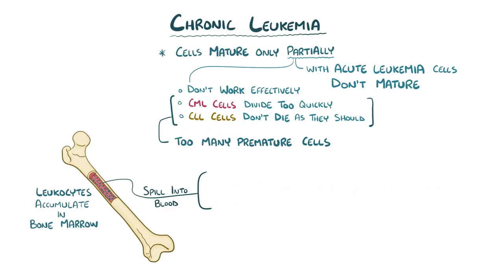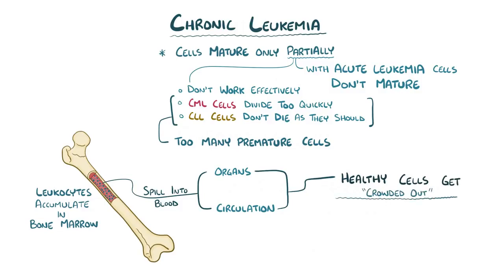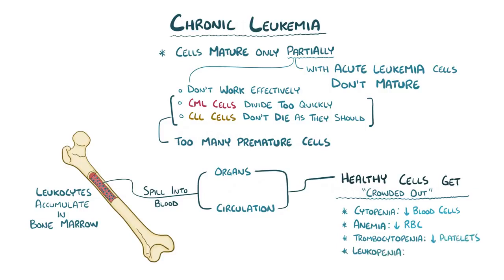Now, some of these guys settle down in organs and tissues across the body, but others keep circulating in the blood. With a bunch of extra cells in the blood, all the healthy cells get crowded out, and it's tough for them to survive with the extra competition for nutrients. This causes cytopenias, or a reduction in the number of healthy blood cells, like anemia, which is a reduction of healthy red blood cells, thrombocytopenia, a reduction of healthy platelets, and leukopenia, or a reduction in healthy leukocytes.